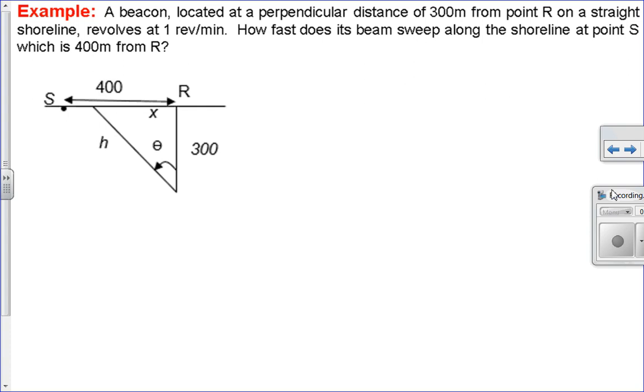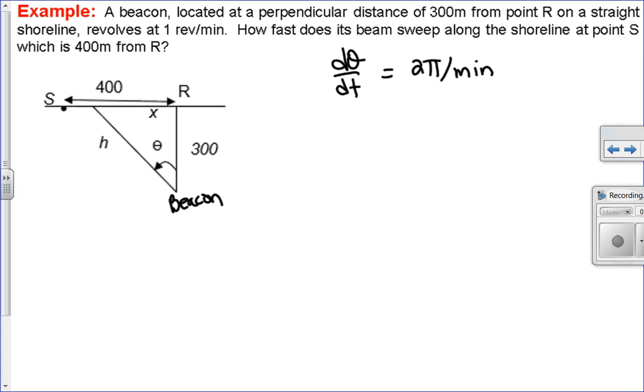Okay, in this last example here, we have a beacon located at a perpendicular distance of 300 from point R. So here's my beacon right here. That's a fixed distance. So it revolves, so it's like a light, and it revolves at a rate of 1 revolution per minute. So that's the rate of change of my angle. So 1 revolution is 2 pi. So the rate of change is 2 pi per minute.